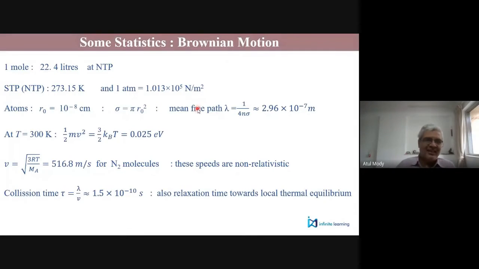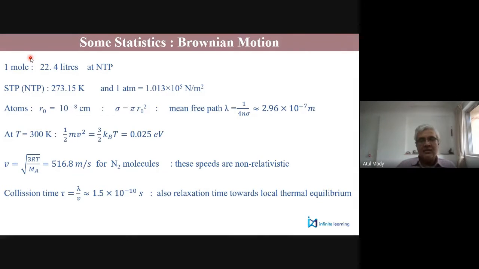It's not there on the slide, but I tell you, 1 mole is Avogadro's number. So there are 6 into 10 raised to 23 gas molecules, and it occupies 22.4 liters, which is 22.4 into 10 raised to minus 3 meter cube. So you divide 6 into 10 raised to 23 by 22.4 into 10 raised to minus 3. You will get a number which is somewhere around 3 to 4 into 10 raised to 25. Your n is about 10 raised to 25.